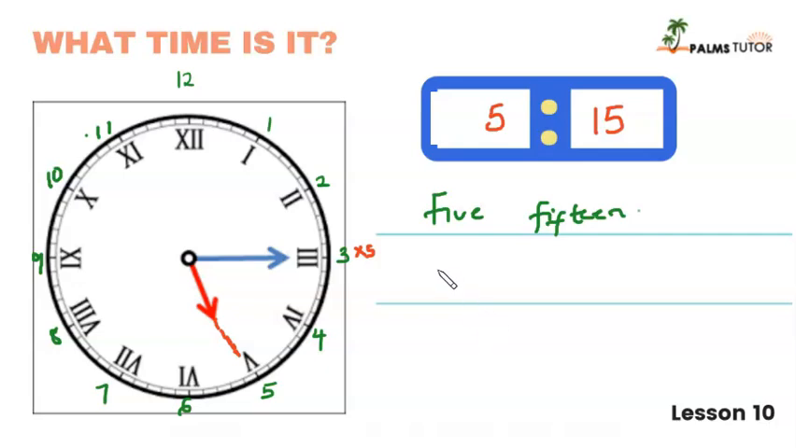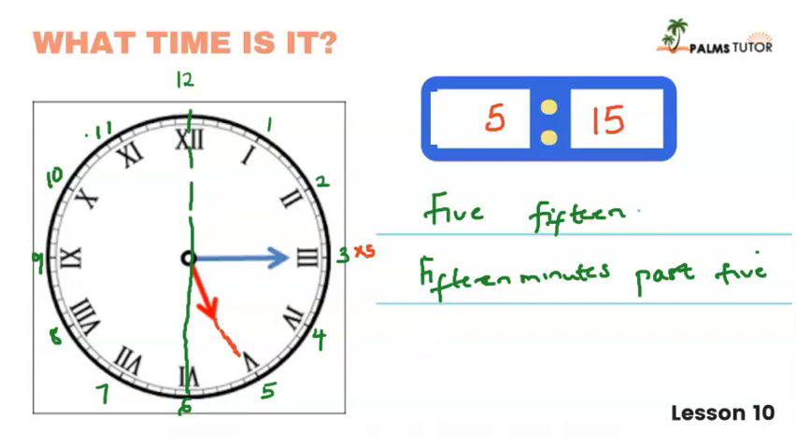Or we can say, this is still within the past region. Is that not so? It has not left 30. 15 is less than 30. So we can say 15 minutes past 5, right?